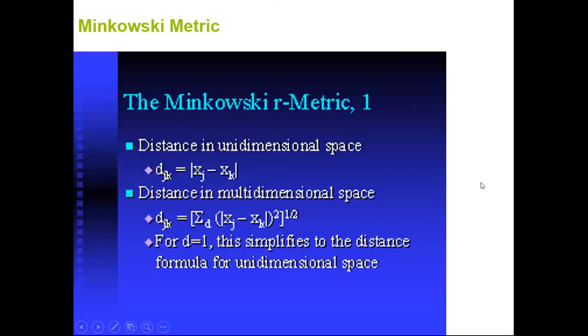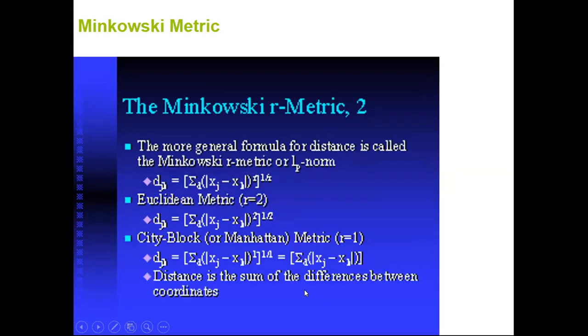Right. So this is another one, the Minkowski metric distance. You take the absolute value of xj minus xk, and then this is the Euclidean distance, right? And then the square root of that here. So you just get this distance. This is another metric, the Minkowski metric, R metric, LP norm. So you just take it that way, and then you can do it.